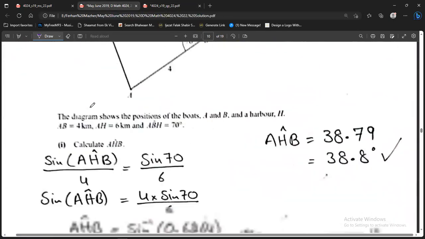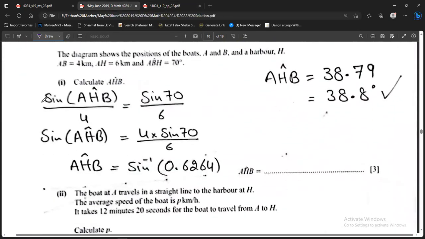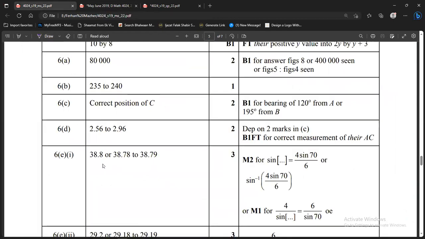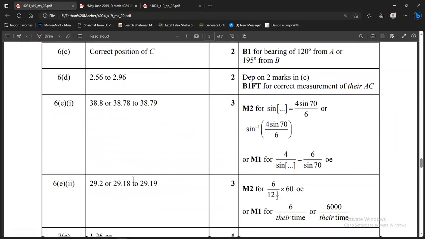Very simple. So here you can see the sine of AHB divided by 4 will be equal to sine 70 divided by 6. And sine AHB will be equal to 4 multiply sine 70 divided by 6. And very carefully enter this value in the calculator: 4 multiply sine 70 equals, divided by 6 equals, and that will be 0.6264. Then take its sine inverse, and you will get 38.79, which is 38.8 degree. So the AHB angle will be 38.8 degree. 38.8 degree is the right answer, sir.